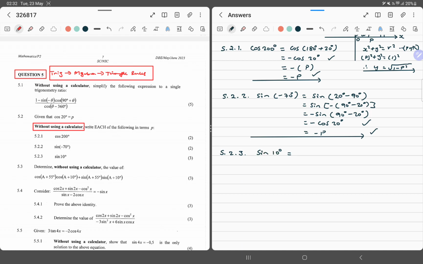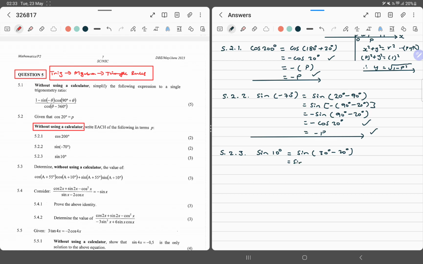Sine of 10 degrees. How do we get sine of 10? Oh, now we need to be smart. We can use our special angles here because we want to get sine of 10, which is the same as sine of 30 degrees minus 20 degrees, isn't it? Yes, because why should we suffer, man? We don't need to suffer.